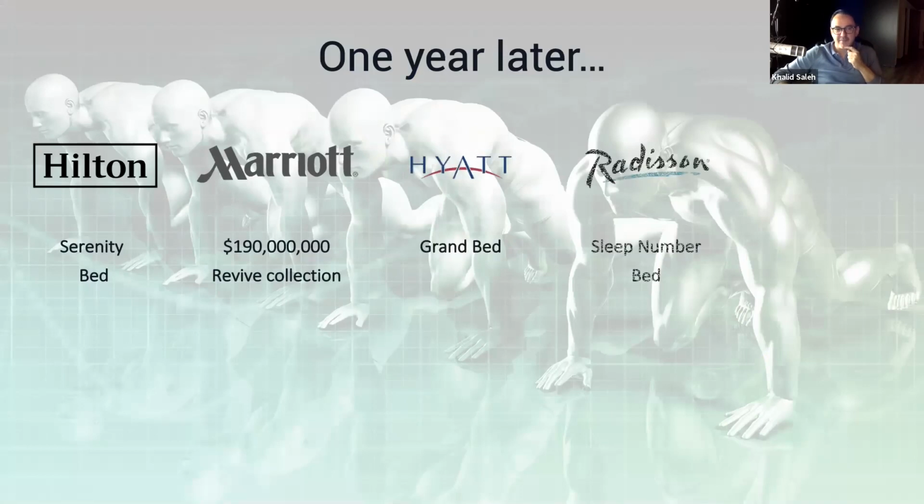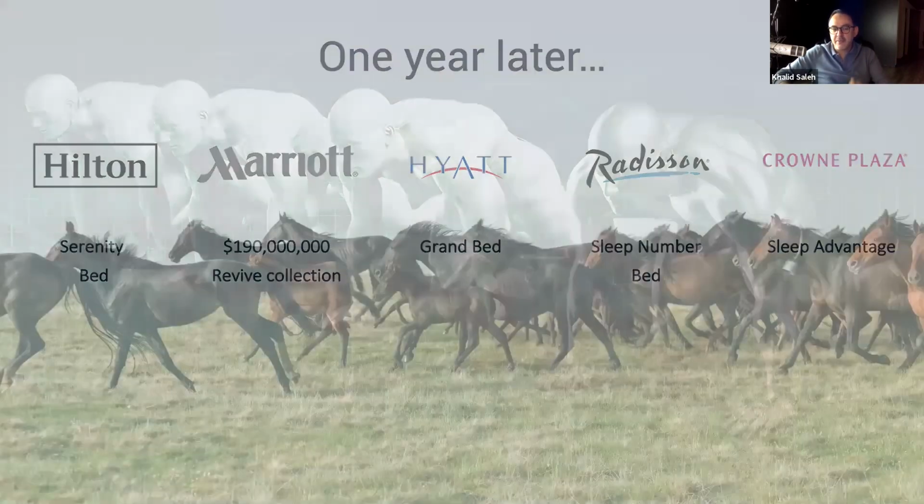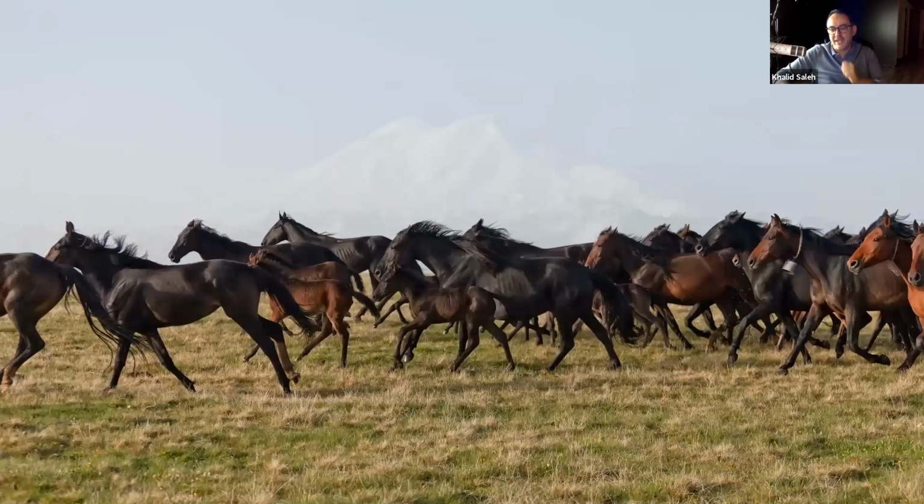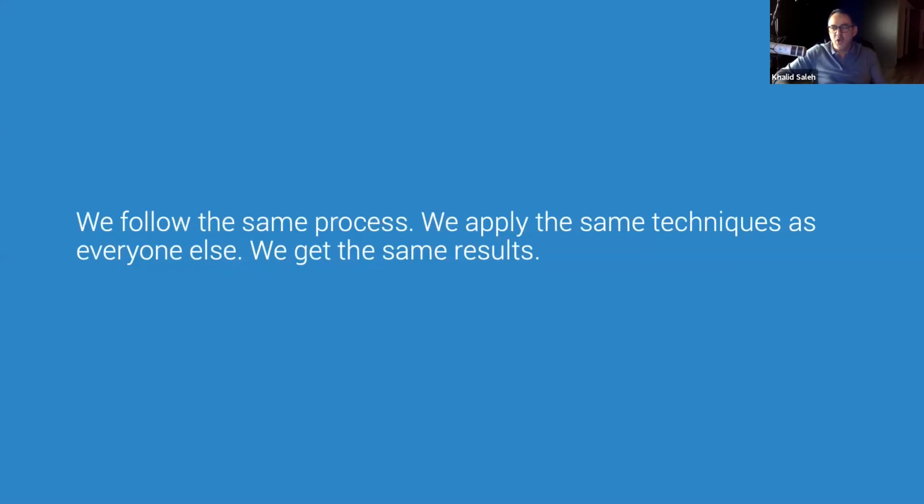Hyatt releases the Grand Bed, Radisson releases the Sleep Number Bed, and finally the Crown Plaza releases the Sleep Advantage Bed. So what you have over here, again, is a herd mentality. We, as marketers, follow the same process, apply the same steps and techniques as everybody else, and we get the same results, and we offer the same products and services.